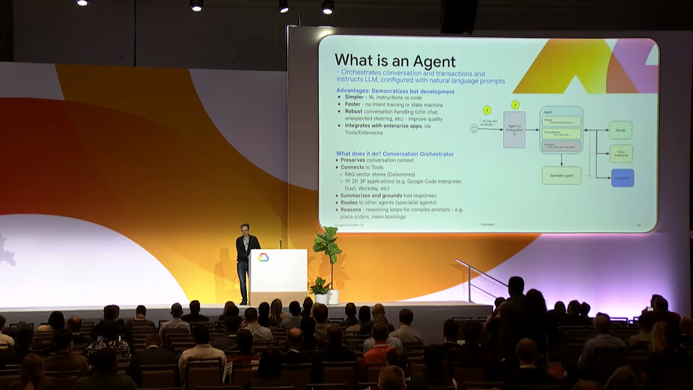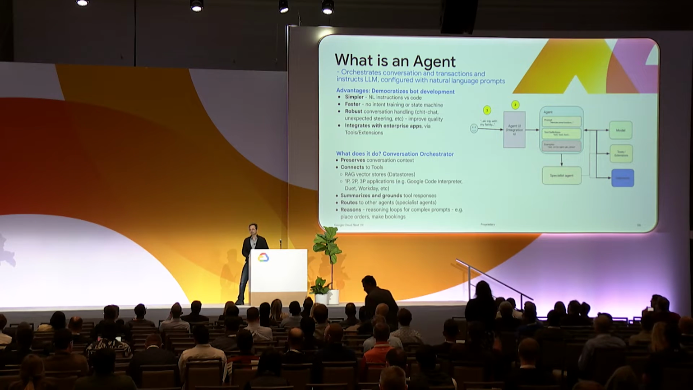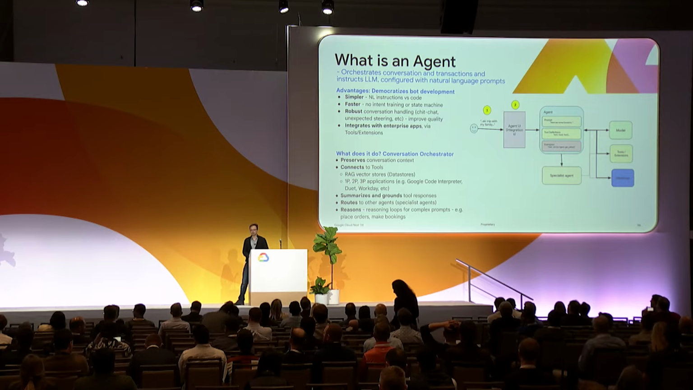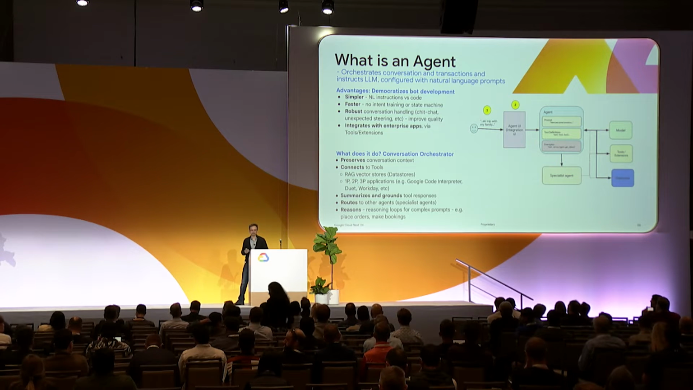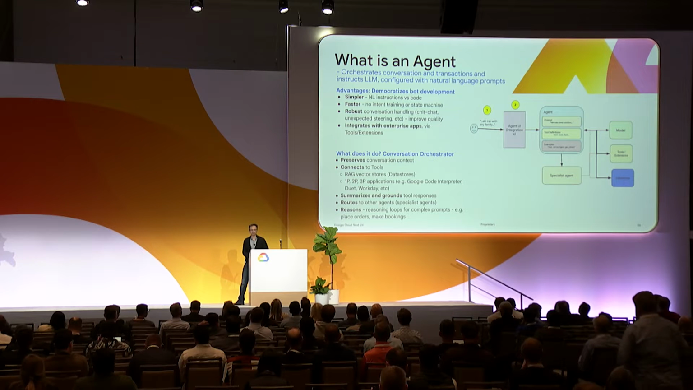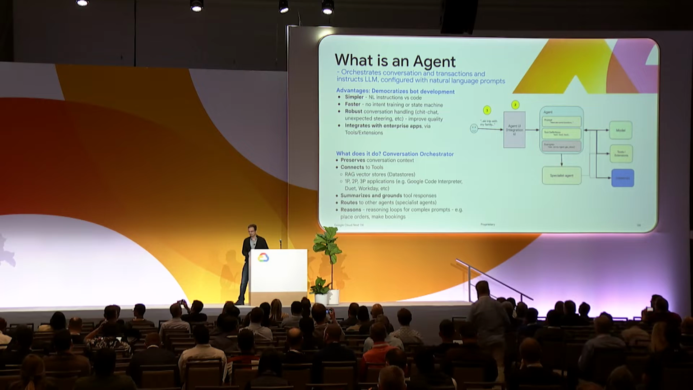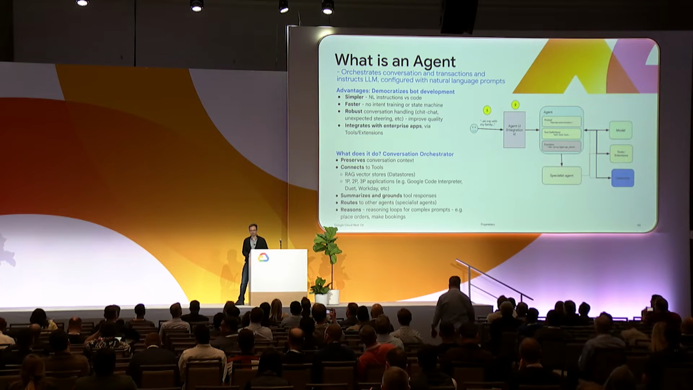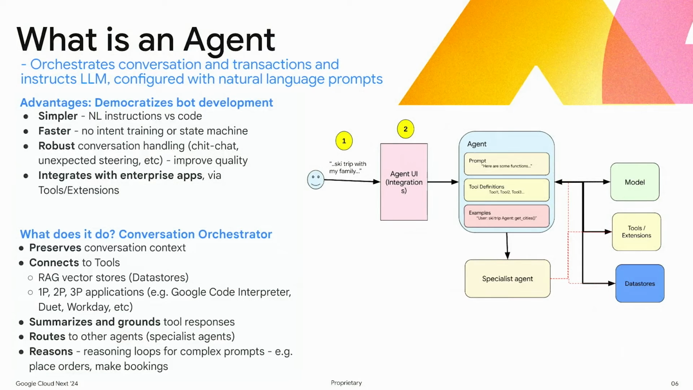Specifically, what it does is five things. One is it preserves the conversation context. It also connects to various tools, and we define tools fairly broadly. It can connect to, for example, a RAG vector store. It can also connect to several enterprise applications that you might have. It could be Google's first-party services, or external third-party services that you work with to fulfill transactions or to run queries. It also summarizes and grounds the responses that are coming from these tools.